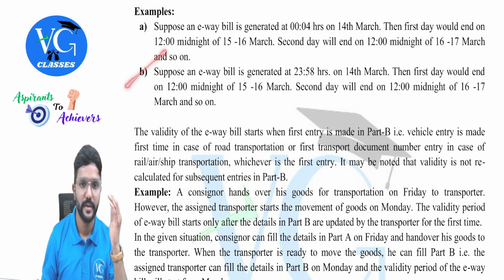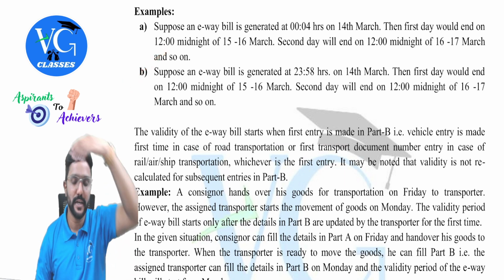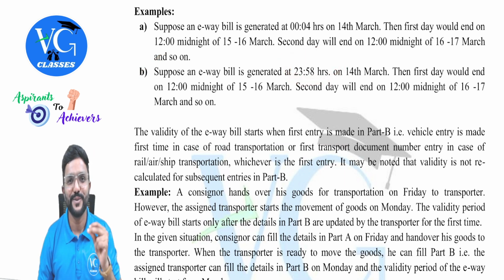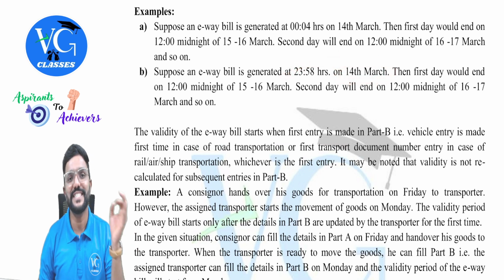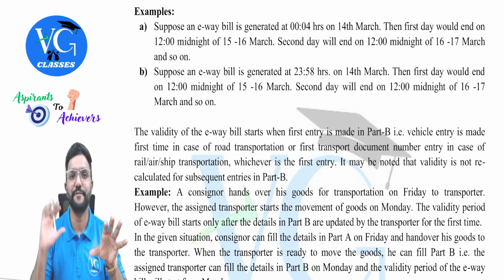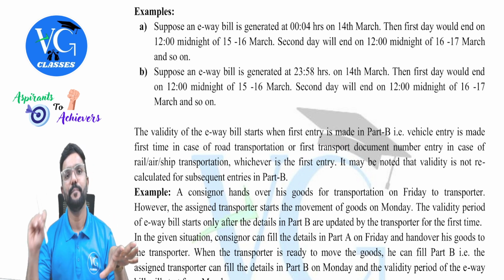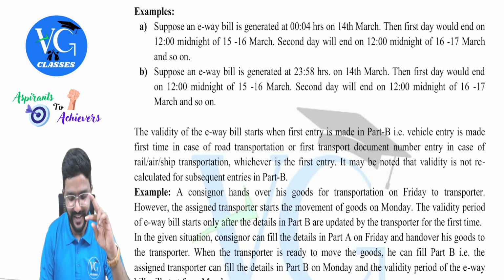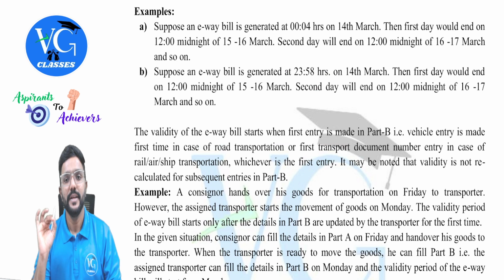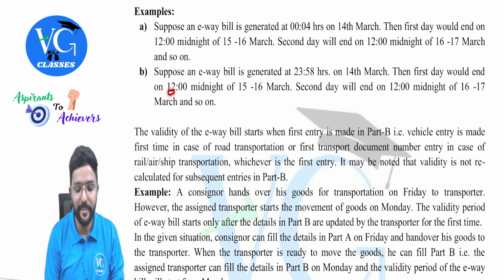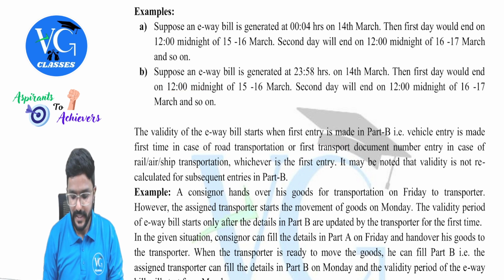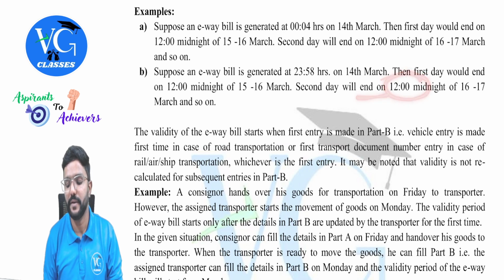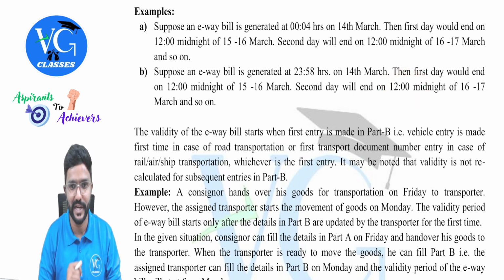Okay. Next, B. Suppose an e-way bill is generated at 11:58 hours. So the first day will start in next to 2 minutes, guys, on 14th March. So the first day will start between 14th and 15th. That is end of 14th and beginning of 15th. That is, in simple words, in next to 2 minutes. Then the first day would end on 12 midnight between 15th and 16th. End, please be careful, not the start. The second day will end on 12 midnight between 16th and 17th March.